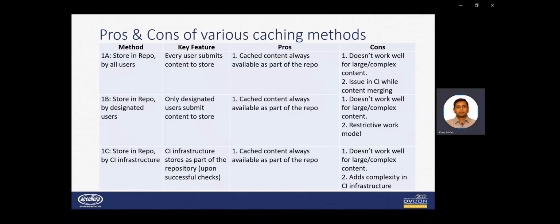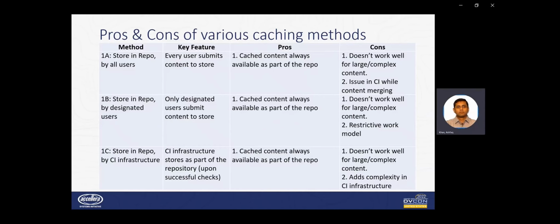To work around this, the other method, 1B, could be that the storing can be done only by designated users. So beyond those users, the rest of the folks will not touch anything that can change the cached content. The third method, 1C, would be that CI infrastructure itself will take care of the caching content. So among these three, if we talk about the cons, first con is that all of them are storing stuff inside the repo. So if you have very large cached content or binary content, those don't work well. So that's a common con for all of these methods.